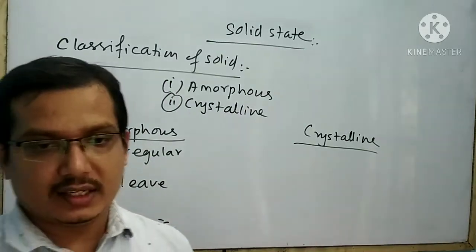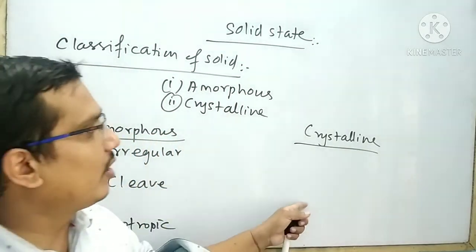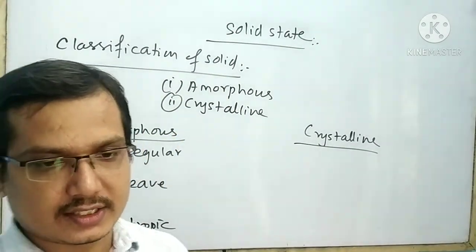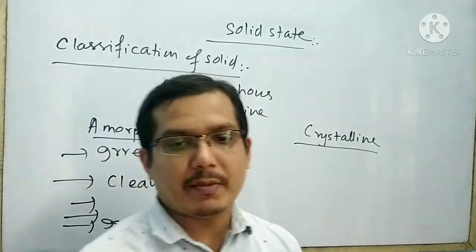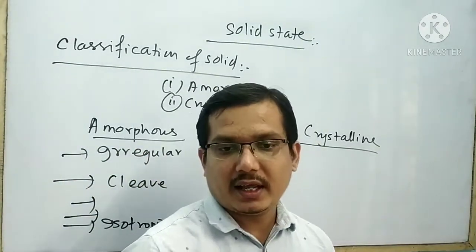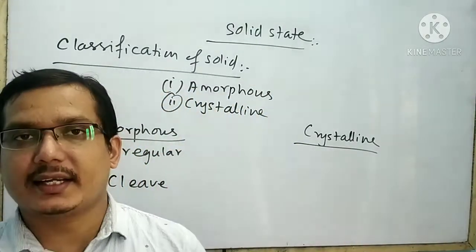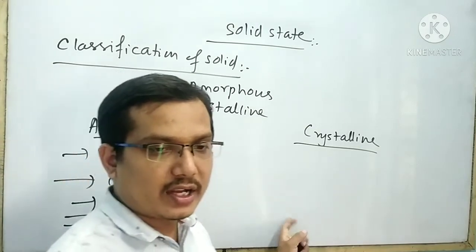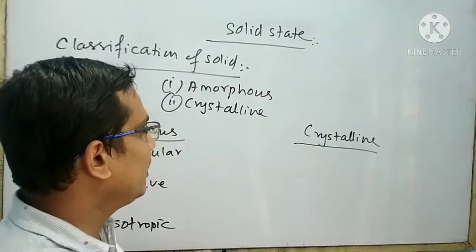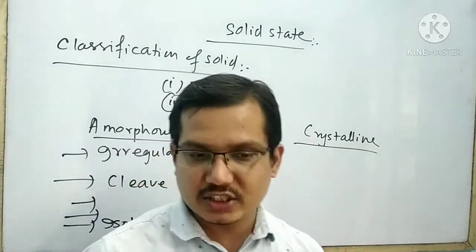Amorphous solid is a pseudo-solid or supercooled liquid. On the other hand, crystalline solids are the true solids. In case of amorphous solid, there is only short range order in the arrangement of constituent particles. On the other hand, in crystalline solid, there is long range order of arrangement of constituent particles. These are the differences between amorphous solid and crystalline solid.